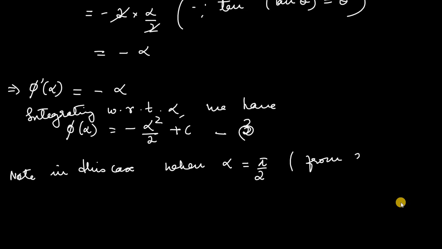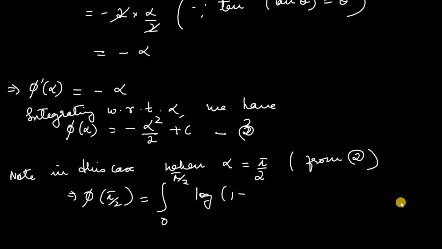From equation 2 you can mention, this implies that phi of pi by 2 is equal to the integral from 0 to pi by 2 of log of 1 plus cos of pi by 2 cos x divided by cos x dx. Now cos of pi by 2 is 0.